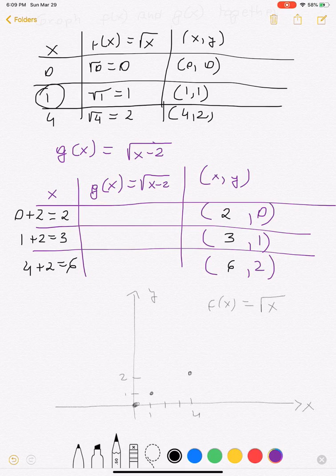Okay, and this is how the square root of x function looks like. And next, in purple, I'm going to graph g of x. So again, g of x, it's in purple, which is square root of x minus 2. So we have a point 2, comma 0. Next one, 3, comma 1. And next one we have 6, comma 2.